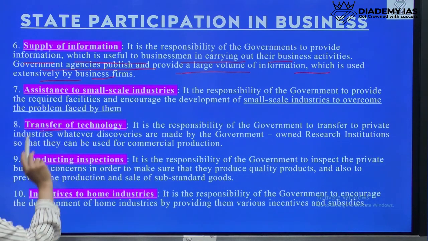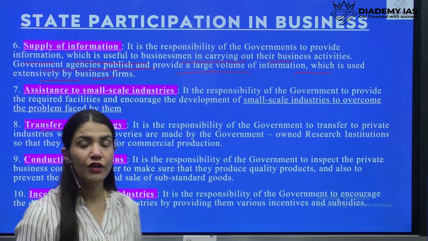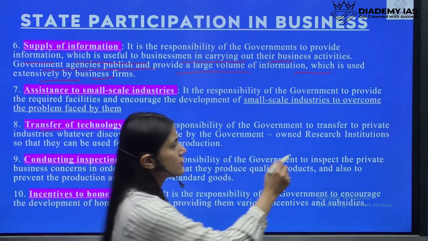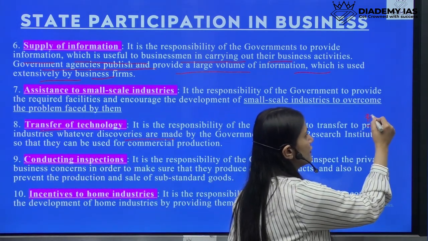Then there is transfer of technology. It is the responsibility of the government to provide to industries whatever discoveries are made by the government. So this is not private, this is provided basically.